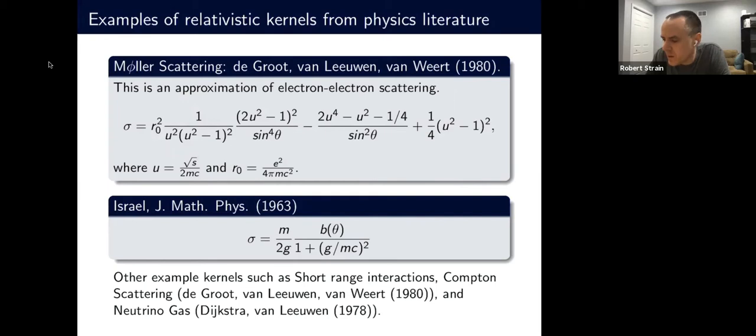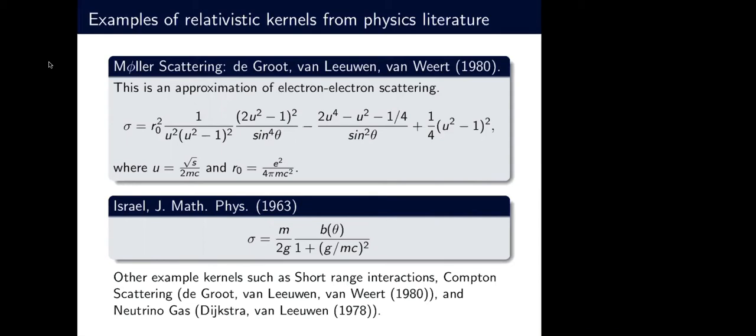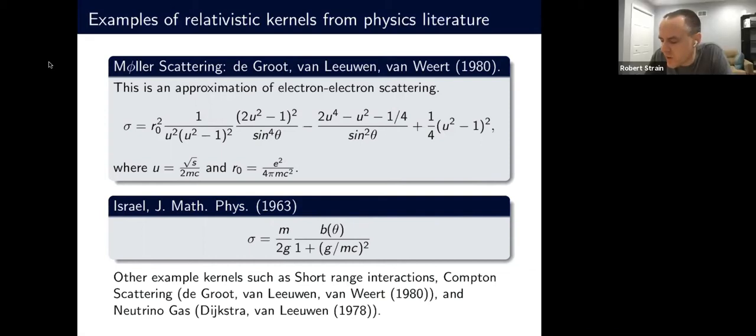And this second example is these Israel particles that were derived by Israel in 1963. They were used by physicists to study properties of the relativistic Boltzmann equation. And here you have this B of theta, which can be singular, which is an angular function. And there are other example kernels such as short-range interactions, Compton scattering, and the neutrino gas is the other one. So these are the examples.